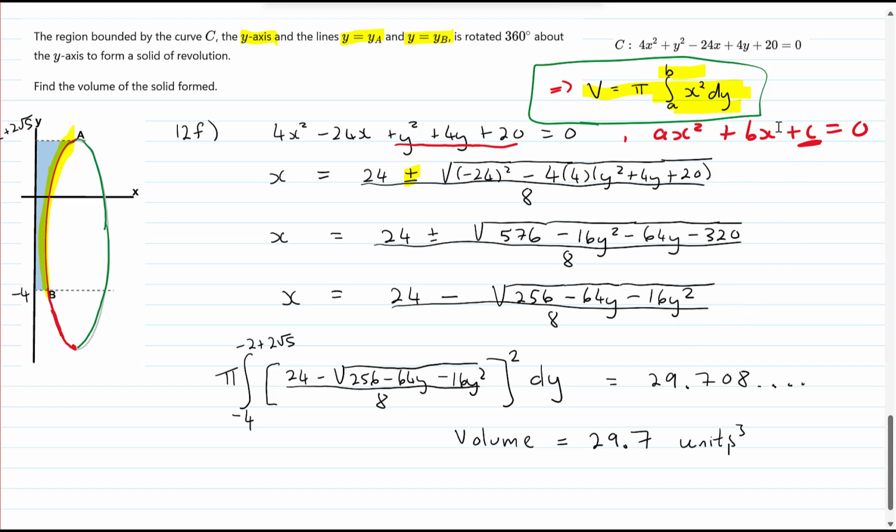Okay, so that finishes off question 12f and finding the volume of the solid of revolution of that curve C, where we had those restrictions bounded by the y-axis, and y is ya and y is yb.